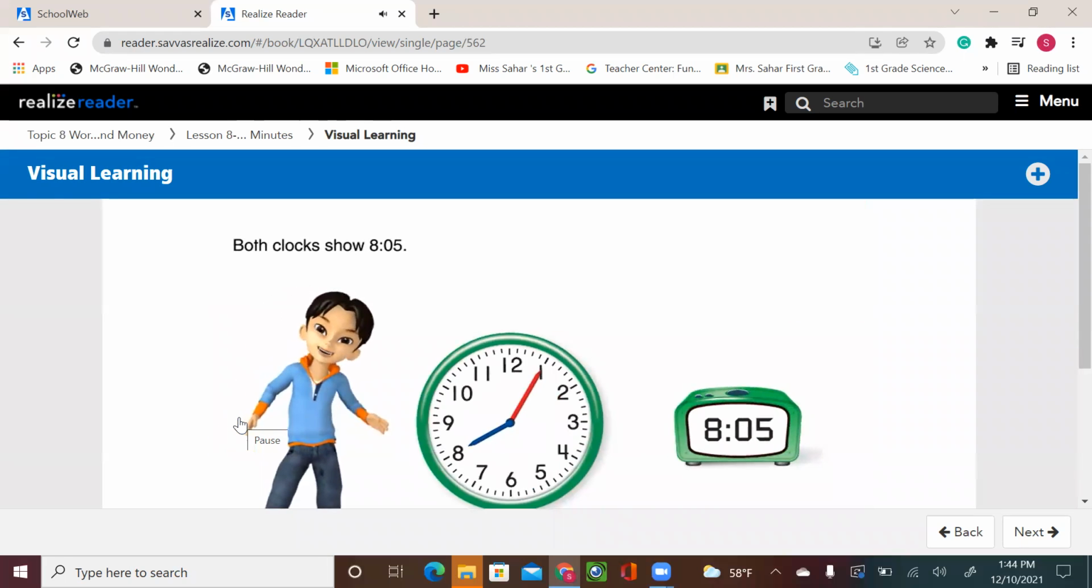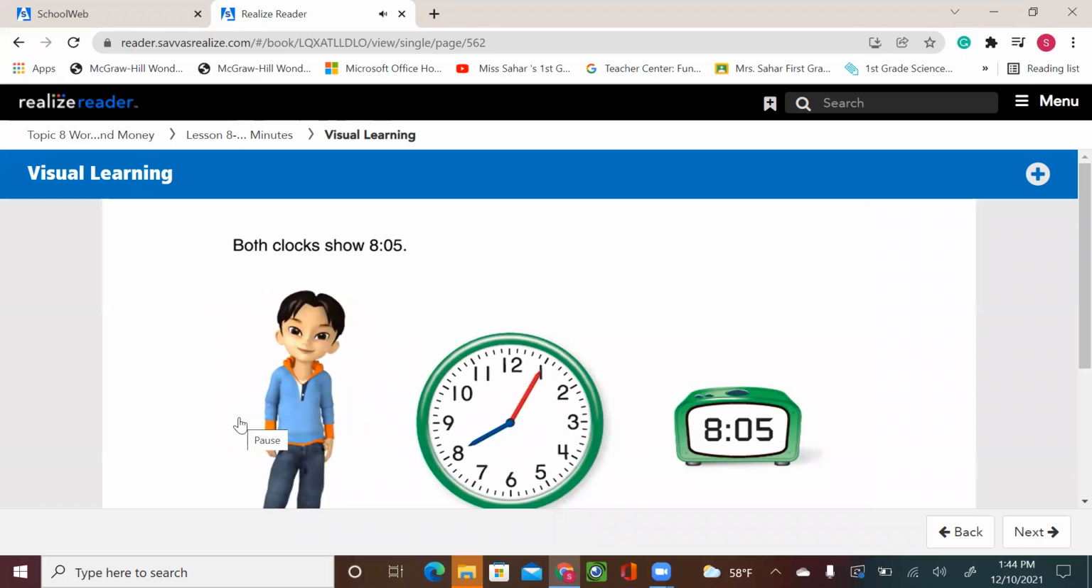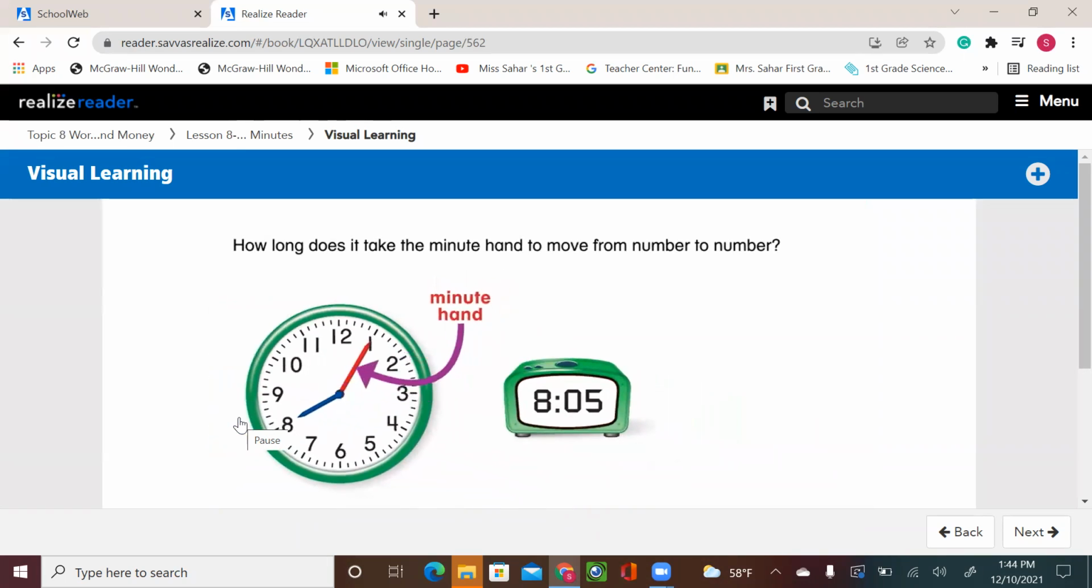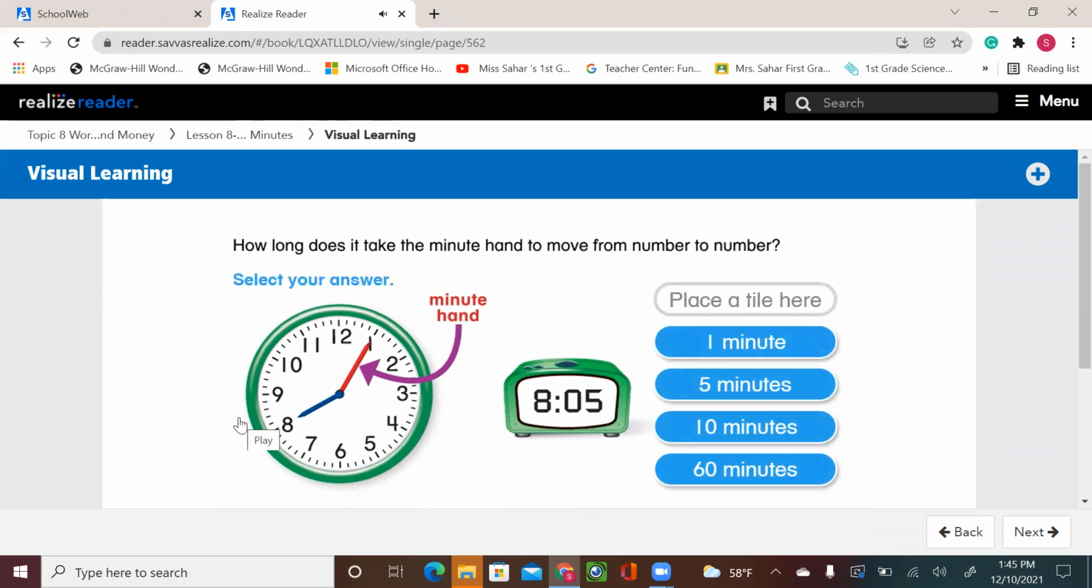You can use clocks to tell time. Both clocks show 5 minutes after 8. How long does it take the minute hand to move from number to number? Select your answer. All right. So for this lesson, we will learn how to tell and write time to 5 minutes. We have two types of clocks, and we have the minute hands. The question is, how long does it take the minute hand to move from one number to the next?